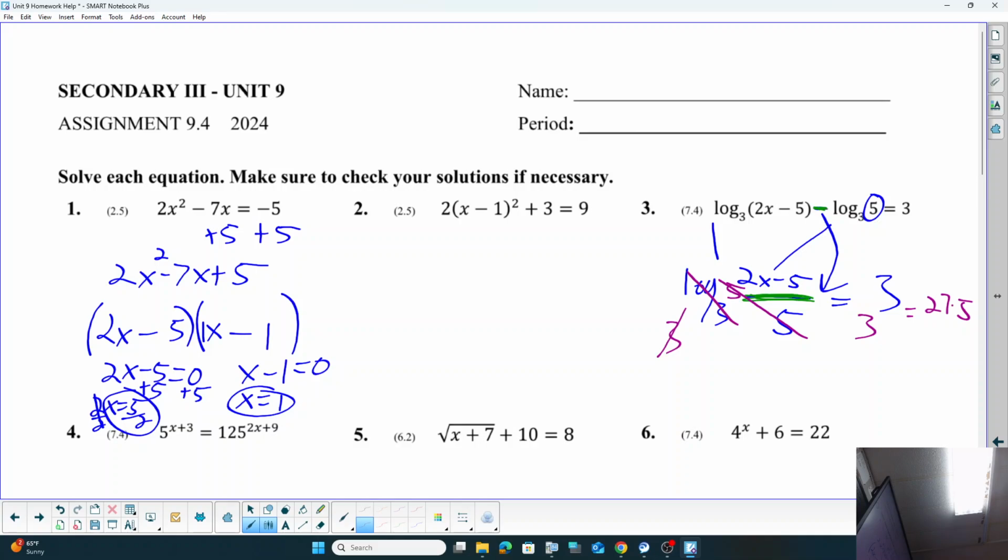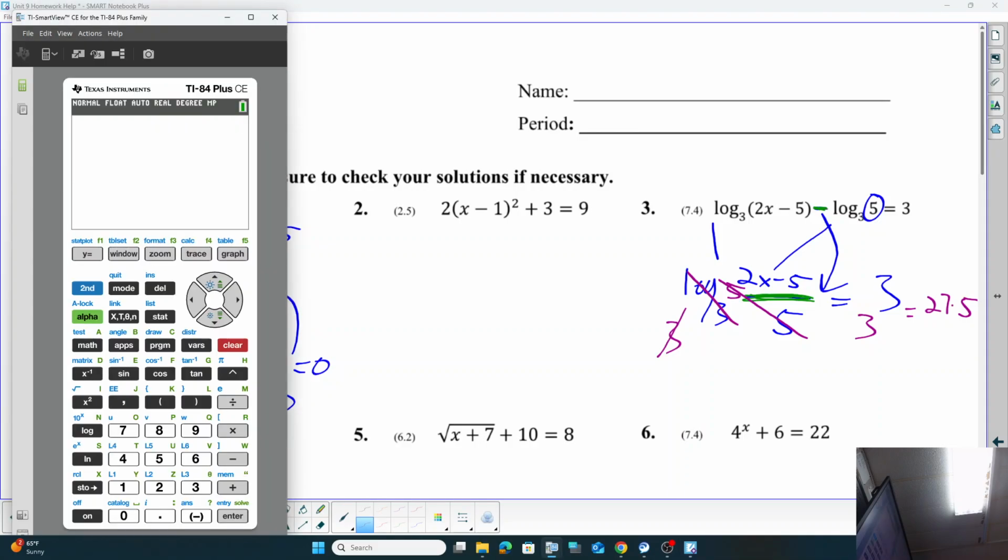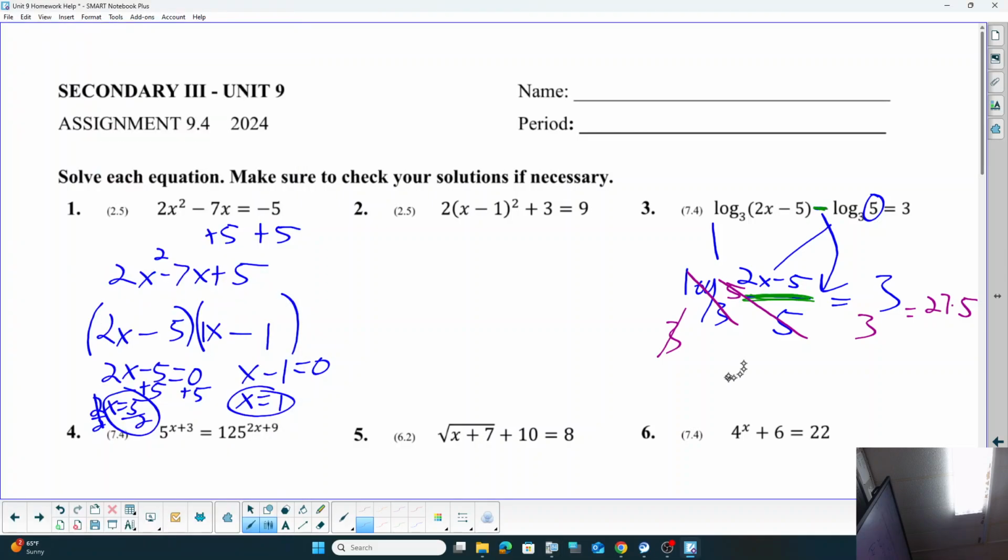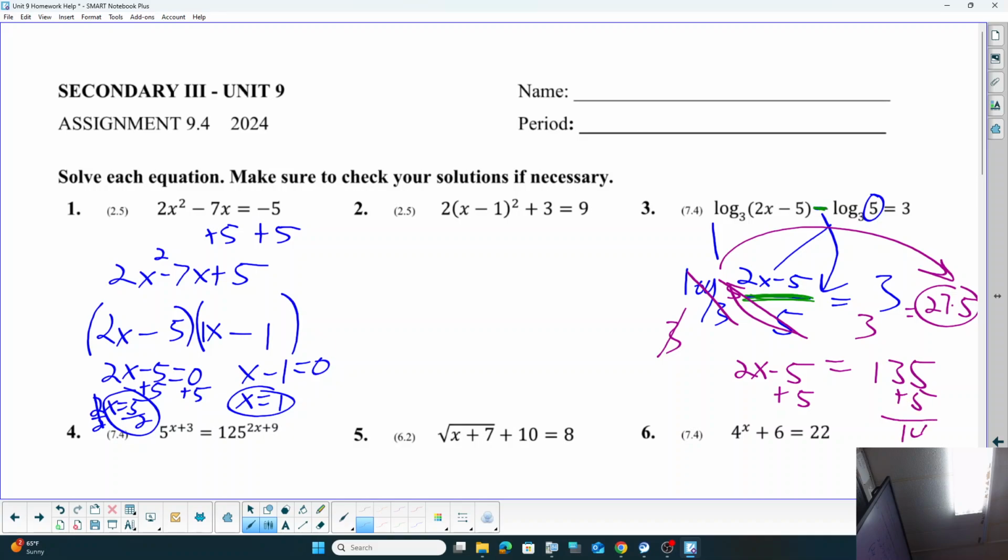So we're going to times by 5 to the other side. So 27 times 5. What is 27 times 5? 135. So we get 2x minus 5, and then we multiply 5 over to the other side. We times those together and we get 135. Okay, we're going to add 5 now. Add 5. So we should get 140.